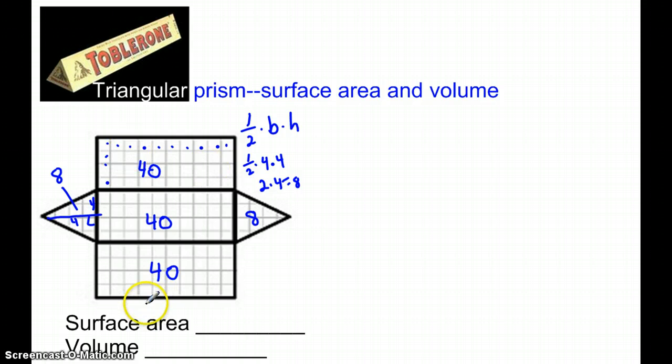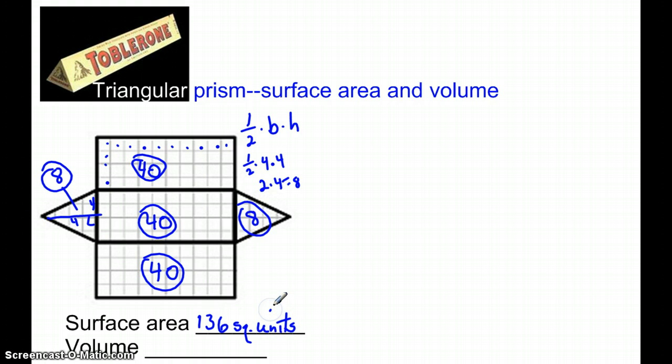Now we have all 5 pieces. We just add them up, and that will be our surface area. So we're going to add 40 plus 40 plus 40 plus 8 plus 8, and we will have a total of 136 square units. Simple enough. Now, let's take a look at the volume. How could we figure out the volume using a net? It is possible to figure out the volume of a triangular prism by using the net.